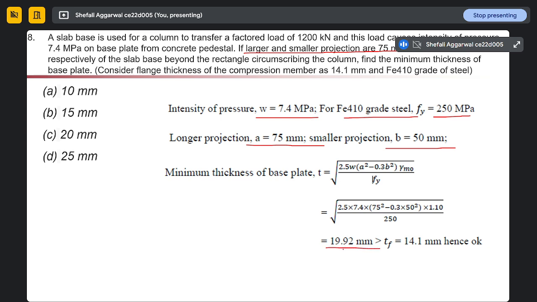So this thickness of base plate should always be greater than thickness of flange. So our thickness of flange is 14.1 mm. If base plate thickness is greater, then our section design is okay. So the thickness of base plate is given as 19.9, which is closer to 20. Okay.